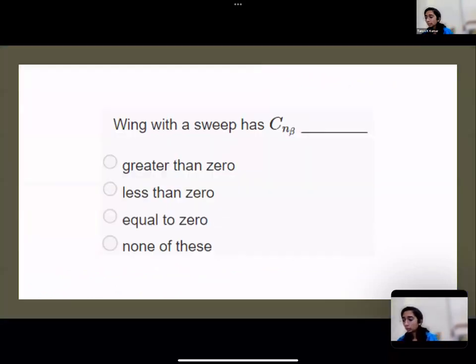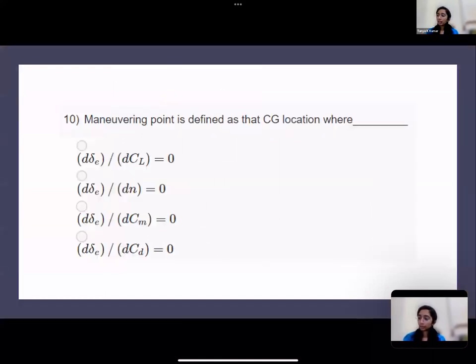Next question. Wing with a sweep has Cn beta. Positive beta gives positive or negative yaw. Cn positive here. So Cn beta is dCn by d beta. Positive beta gives positive yaw. So this should be greater than 0. Greater than 0. Correct. A maneuvering point is defined as the CG location where, this is just the definition.